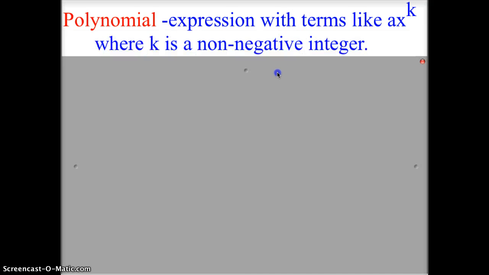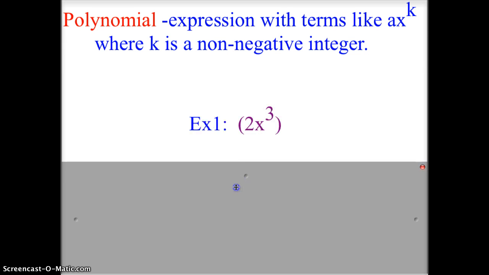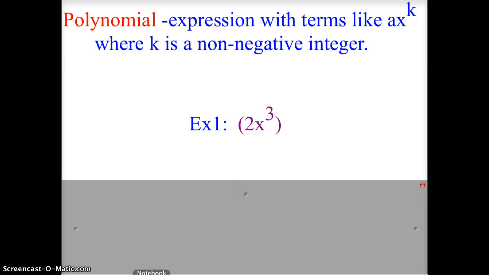First of all, some definitions. A polynomial is an expression with terms like ax to the k, where k is a non-negative integer. So hey, be excited, no more negative exponents anymore. An example would just be 2x cubed, and you can have that with or without the parentheses. I'm not actually quite sure why I had them in there in the first place, but 2x cubed would be an example of a polynomial.